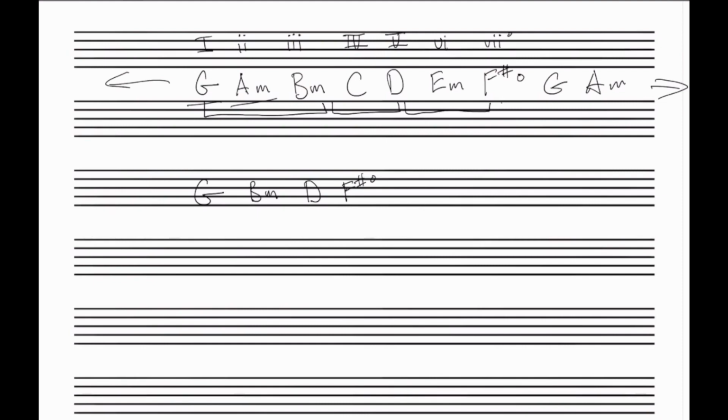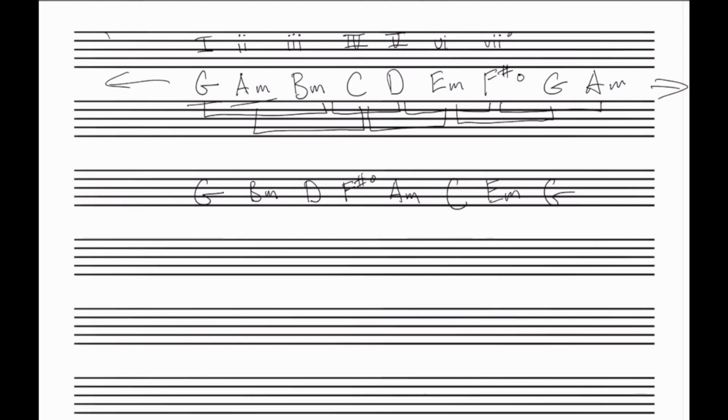So from F sharp, we would go up to A minor. That would be our next one. Then from A minor, we go up to C. From C, we go up a third to E minor. And then if we go up a third from E minor, we end up back home at G. So here we go. So this is our chord scale in thirds.